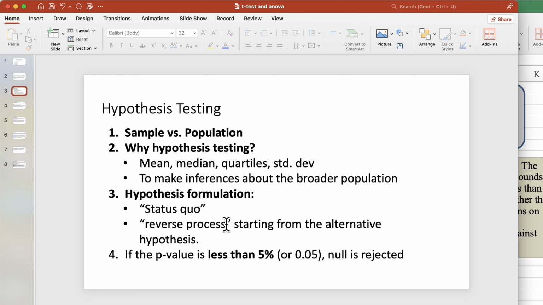In the reverse process, you start with the alternative hypothesis. You start with what you are looking for. For example, in this case, what FTC is looking for, and then you move on to the null hypothesis. We will be doing all these tests in Microsoft Excel, and Microsoft Excel will give us the p-value, and if the p-value is less than 5%, then we will reject the null hypothesis.